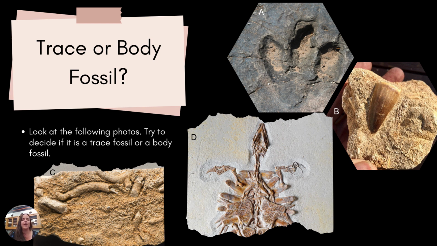All right, so A is a footprint, so that would be a trace fossil. B is a tooth, so that would be a body fossil. C down there in the bottom left are burrows, so you can kind of see those holes. That would be where worms or worm-like organisms would burrow through the sediment, and so those are trace fossils. And then D is a full body fossil of a turtle. So that one is a body fossil.